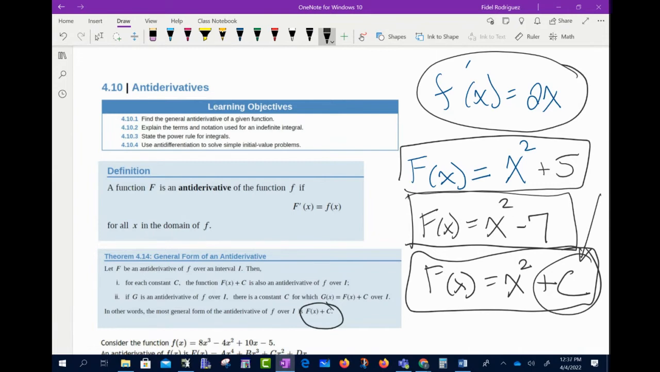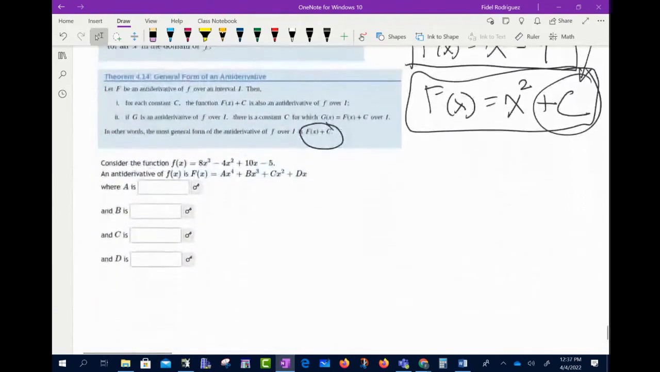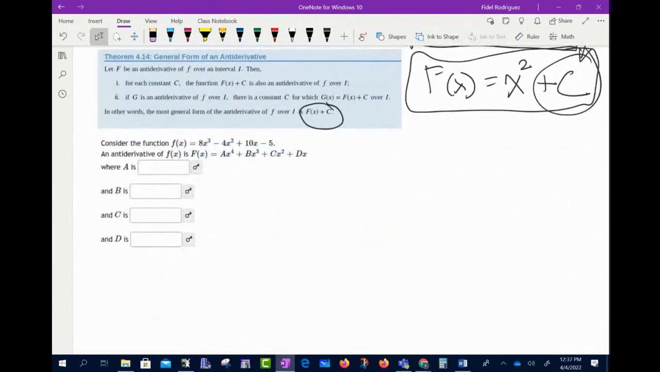Different c. Different c. Okay, so look, y'all, what we're going to do here is we're going to see if we can figure out some kind of a pattern, and then we're going to talk about some general rules that we're going to apply on finding the antiderivative. Okay, so I want you to take a look here. It says if f of x equals 8x to the third minus 4x squared plus 10x minus 5, and an antiderivative of f.